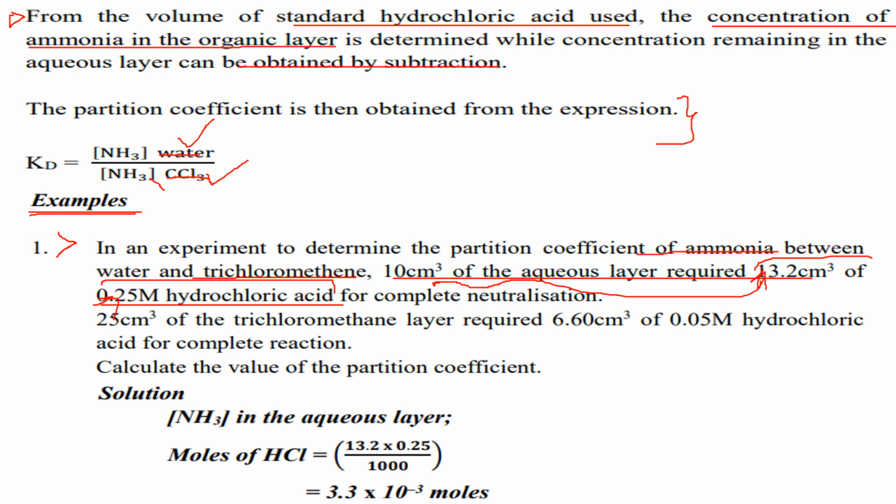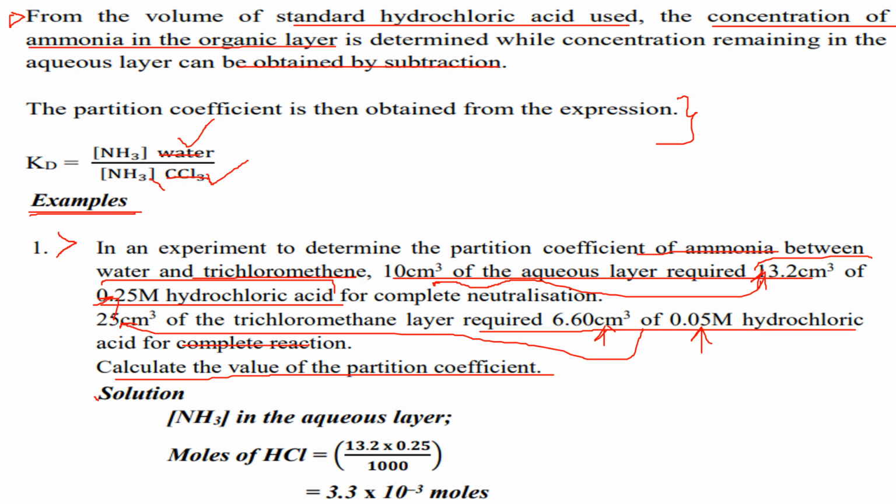And here, we are going to do the same. 1000 will contain this. What about this? This is the second. After getting this, you go and get the volume that has started the question. So that's how our things are going to be framed. So 25 centimeters cubed of trichloromethane layer required 6.6 centimeters cubed of a 0.05 molar HCl for complete reaction. Now they are requiring us to calculate the value of the partition coefficient.